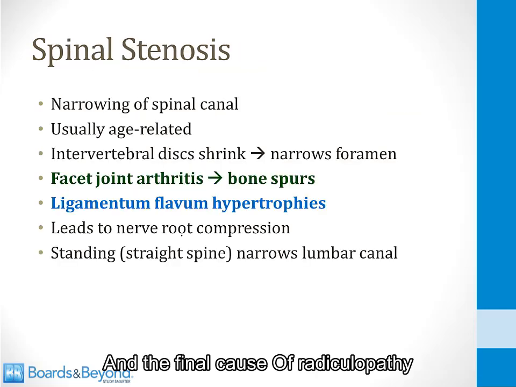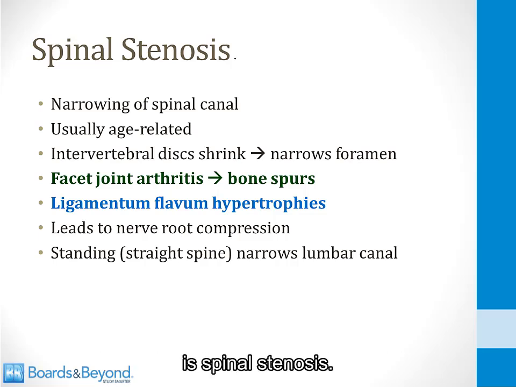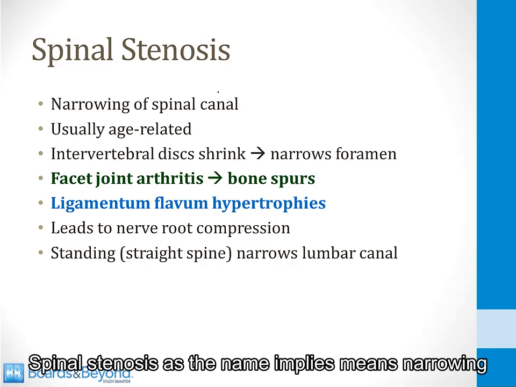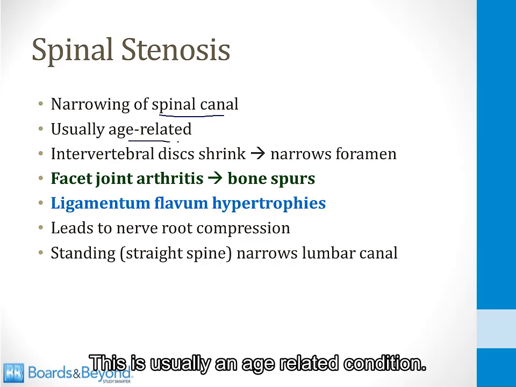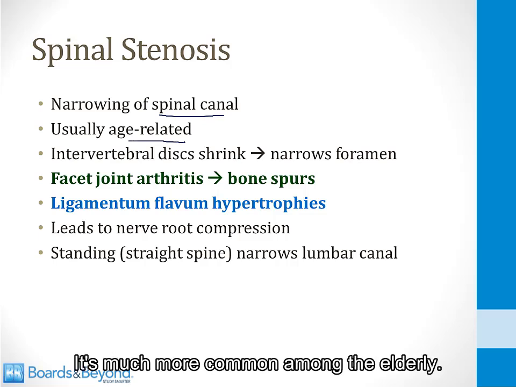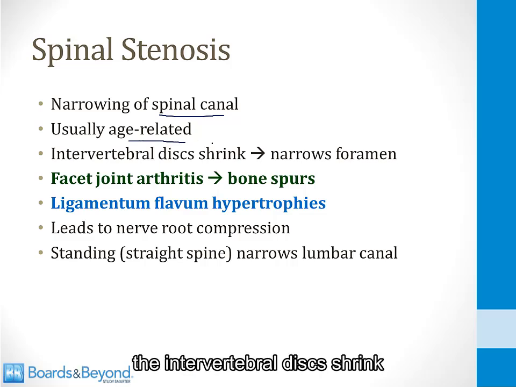And the final cause of radiculopathy that we're going to discuss in this video is spinal stenosis. Spinal stenosis, as the name implies, means narrowing of the spinal canal. This is usually an age-related condition. It's much more common among the elderly. And the reason this occurs is because as we age, the intervertebral discs shrink.